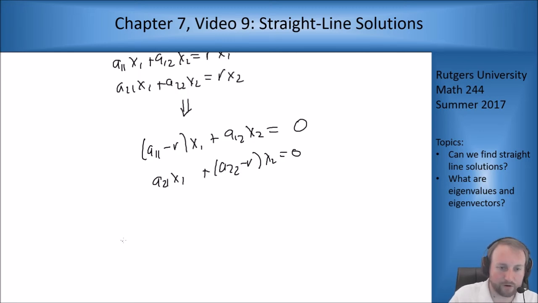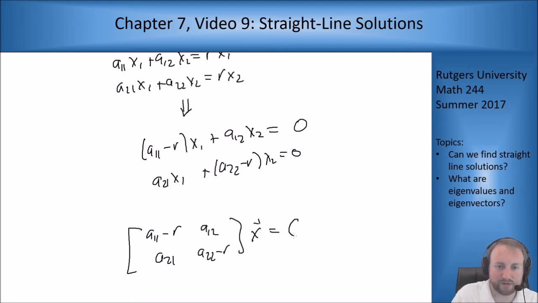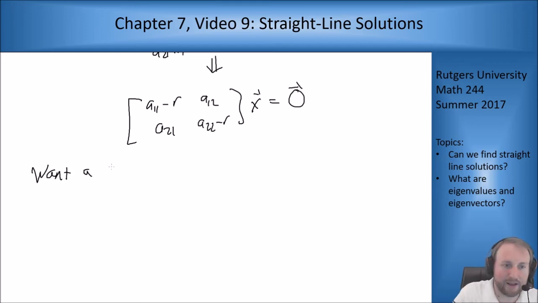Or in matrix form, [a11 minus r, a12; a21, a22 minus r] times the vector x equals 0. Now, I already know that if I start at 0, I stay there forever, so I'm always on a straight line through the origin from my starting point. So what I want is a non-zero solution to this equation, in order to find a straight line solution.